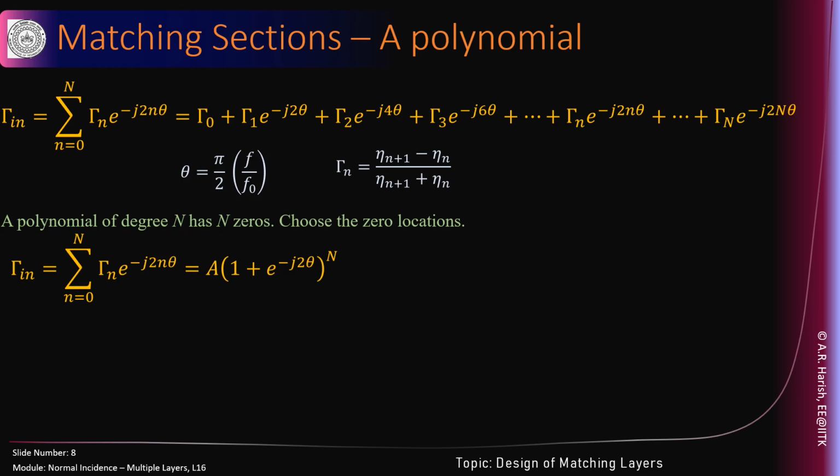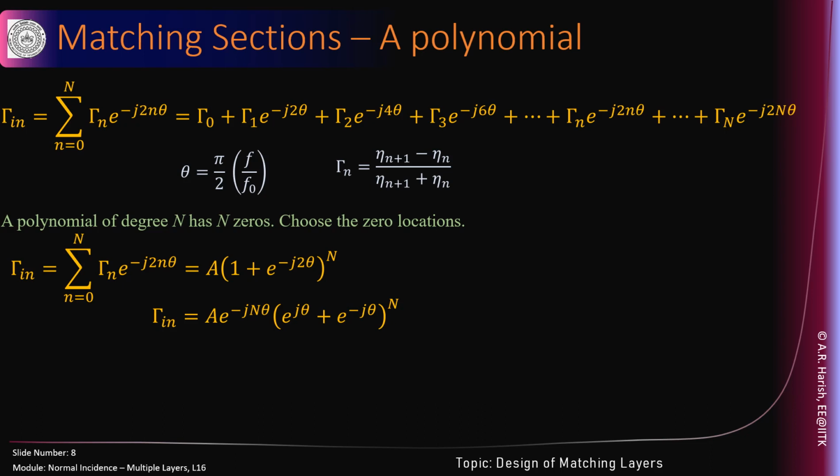So we now make a particular choice. Gamma in, which is the summation n equal to 0 to capital N gamma n e to the power of minus j 2n theta, we write equal to some complex quantity a times 1 plus e to the power of minus j 2 theta whole to the power of n. What have I done? We have chosen all the zeros to be at the same location. We have made a choice.